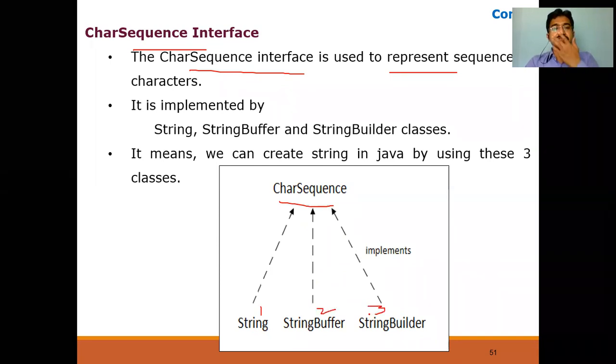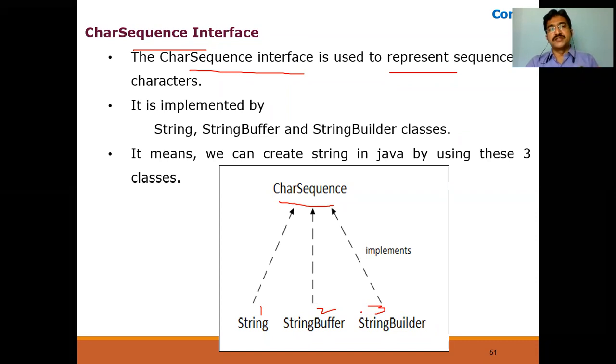Now, the purpose of this one, as I said, is how to create string objects. Creating a string means implementing a character sequence. We are going to create string objects, and the character sequence can be implemented with the help of the String class, the StringBuffer class, and the StringBuilder class. It means we can create a string in Java using three ways.